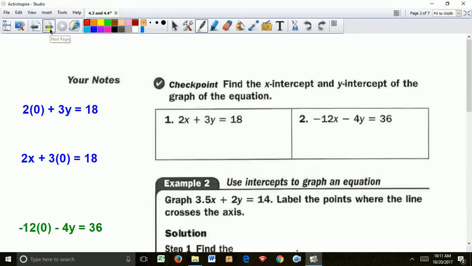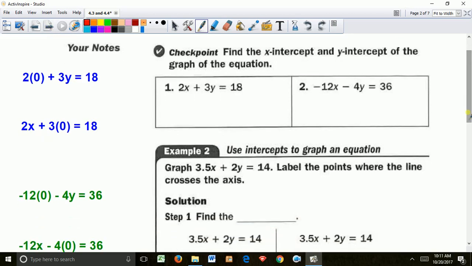Moving on to the checkpoint, here they want you to find the x-intercept and the y-intercept of the graph of the equation. Again, to solve for the y-intercept, set x equal to 0, solve for y. To find the x-intercept, set y equal to 0 and solve for x. So doing that with number 1, plug in 0 for x and solve for y. Divide both sides by 3. So the value of y is equal to 6. So in this case, your y-intercept is the point (0, 6).